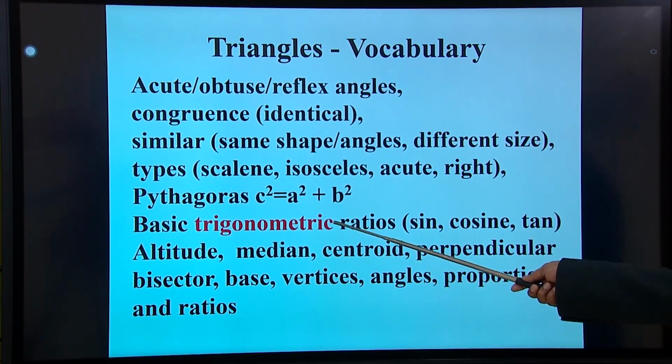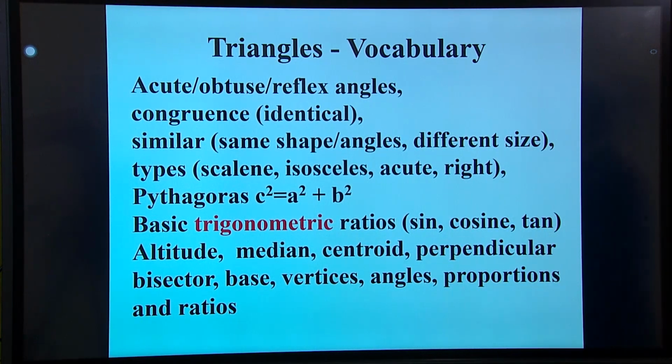Another very interesting thing here is trigonometric ratios. That's a whole different area of maths, but it is based on triangles. So we need to just be aware of all the vocabulary that we are using in maths. Now, the first question I always ask is, why do we need to study these things?